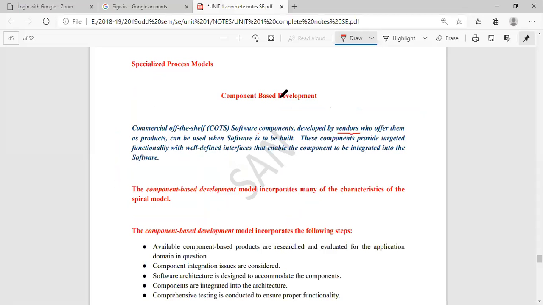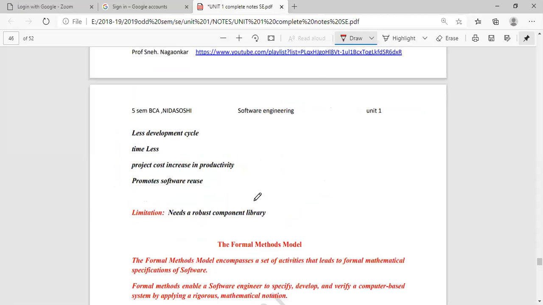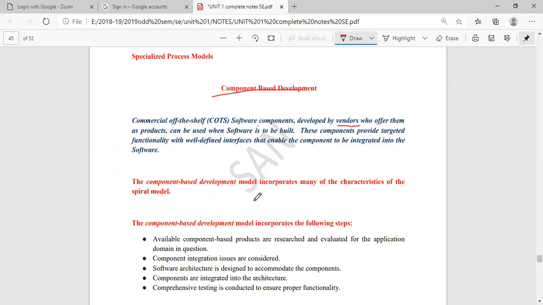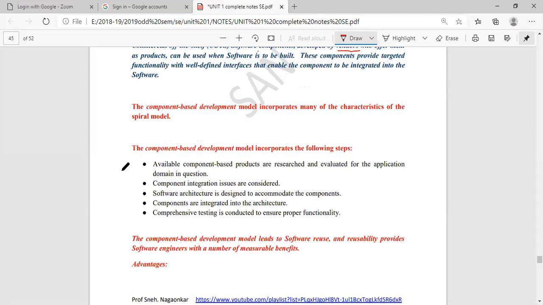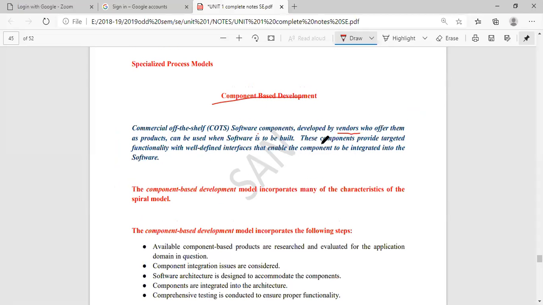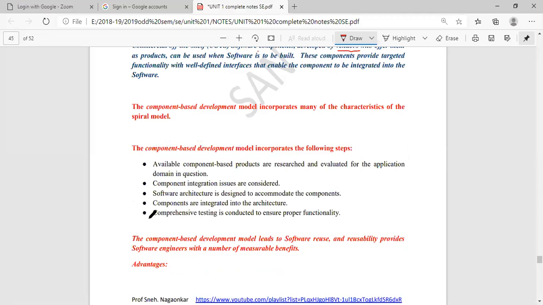So that type of development is called what? Component based development. Are you getting it, guys? Now, what are the advantages? See, here there is an explanation. These components provide targeted functionality with well-defined interfaces that enable the component to be integrated into software. It means you can just take the login module and combine it with other modules. So that is component based development.